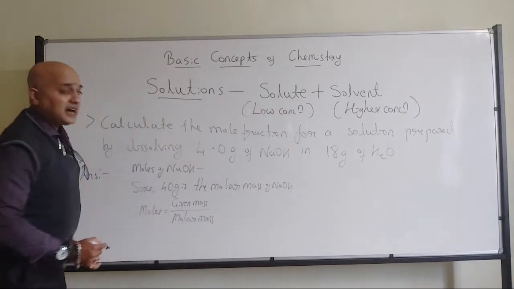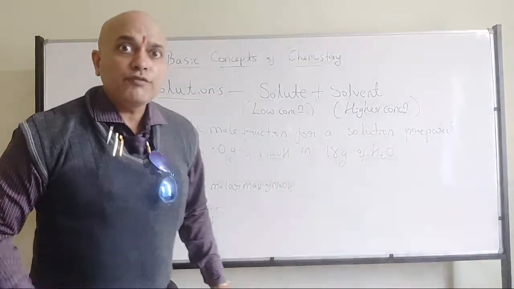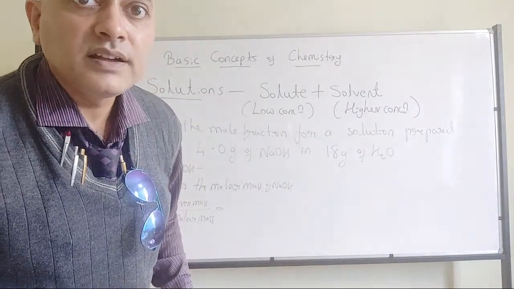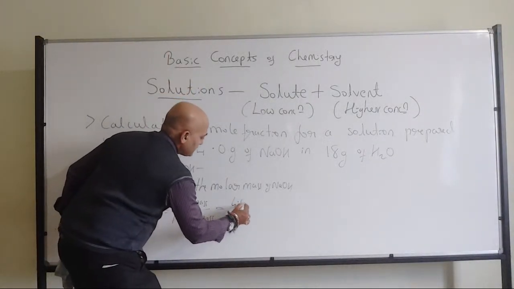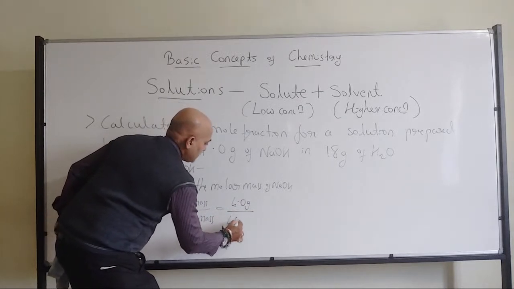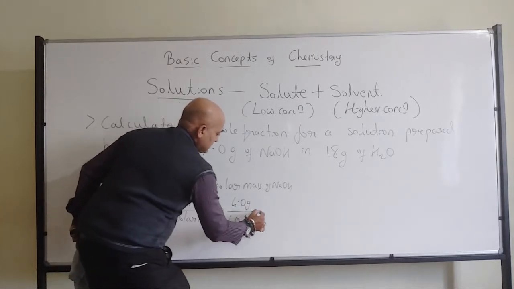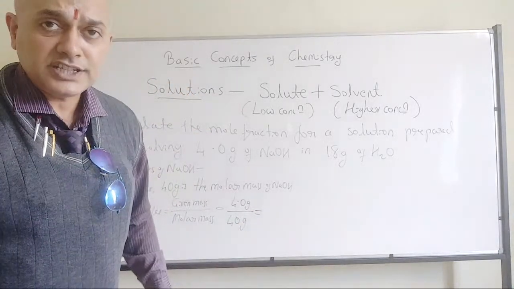So that's where we have the equation. Now, how many number of moles will be there? 4 gram divided by 40 gram. So that is nothing but 4 gram divided by 40 gram. How much it will be?